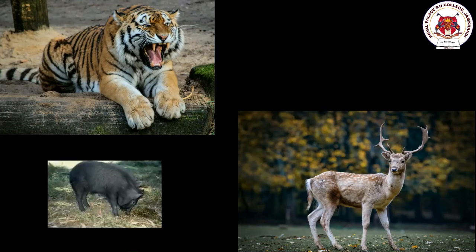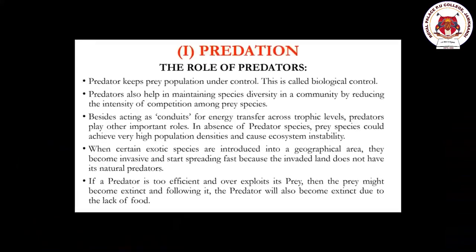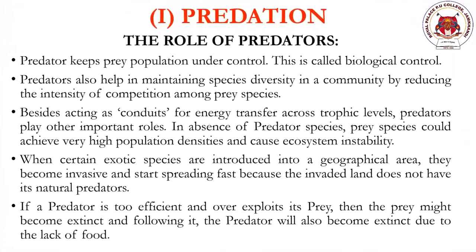Consider a foreign organism, an exotic organism, that is introduced into a newer geographical area. In that particular forest or ecosystem, this exotic species does not have its natural predators, so of course it will move very freely and easily, it eats anything, its population increases, and it becomes invasive in nature, and the spreading and distribution of its population also becomes very fast.